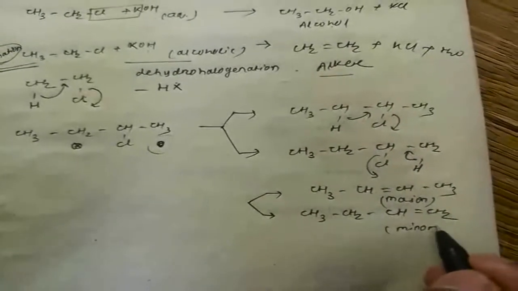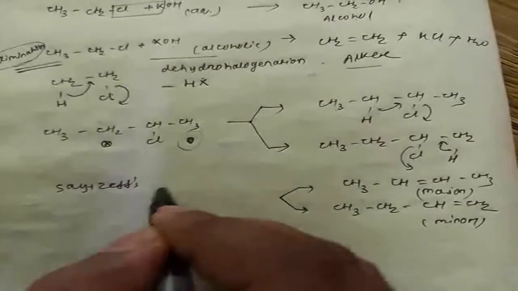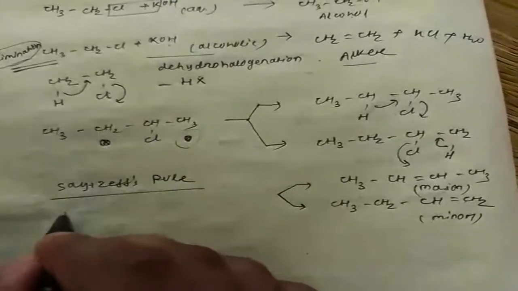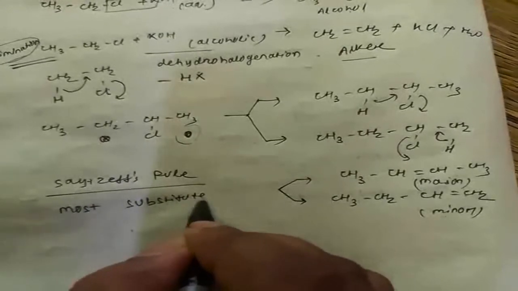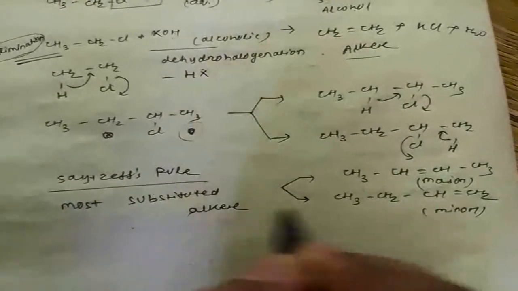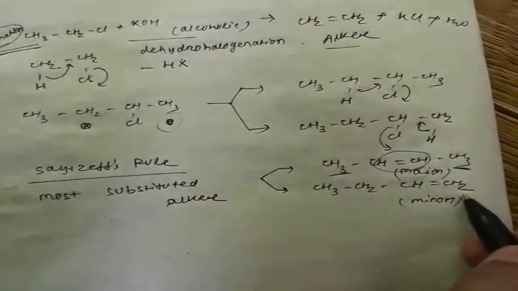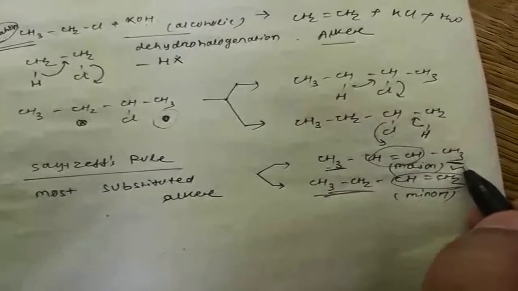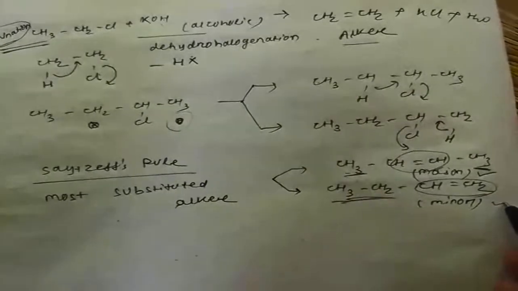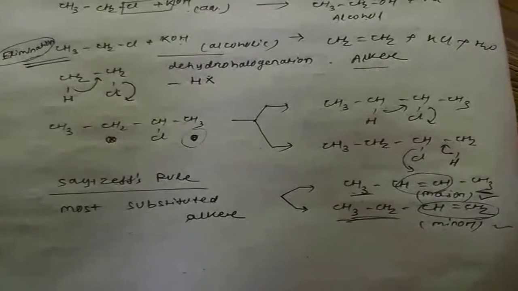The major and minor product is decided by one rule, that is Saytzeff's rule. Saytzeff's rule says the most substituted alkene is the major product. Here the alkene has two substituents, CH3 and CH3, while the other alkene has only one substituent. So the more substituted one is the major product and the other is the minor product. This is according to Saytzeff's rule, based on the elimination reaction followed by the dehydrohalogenation process.